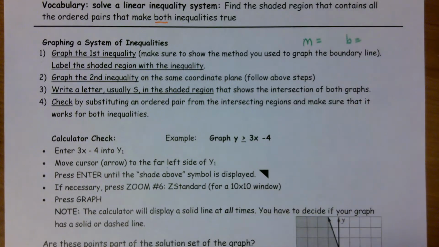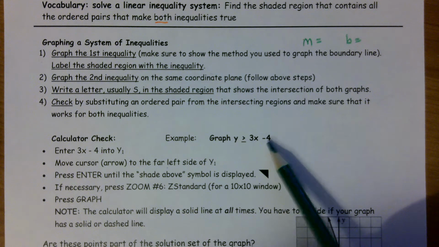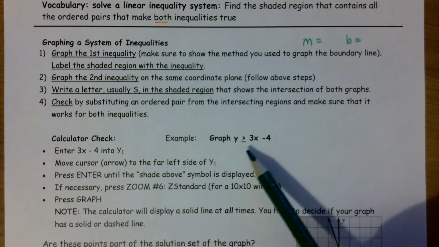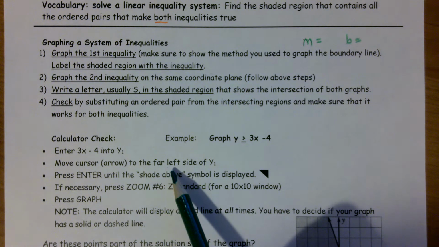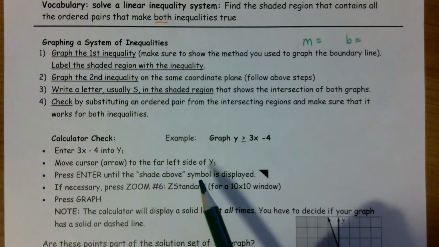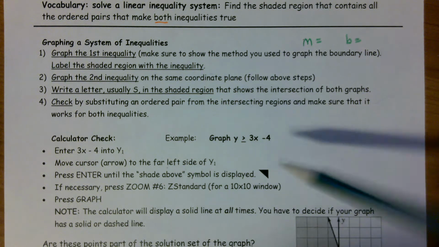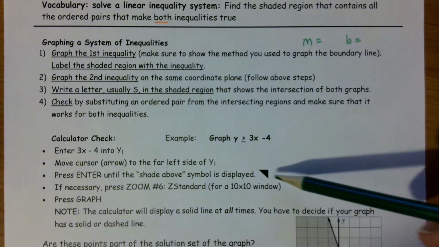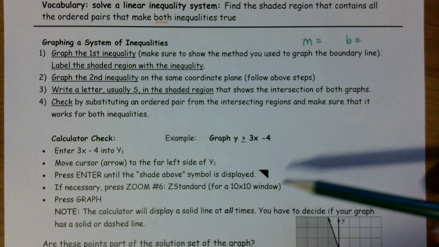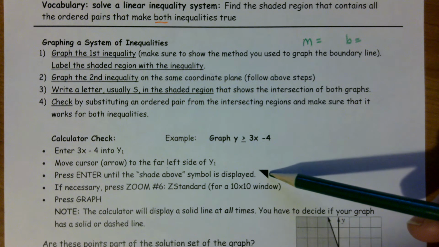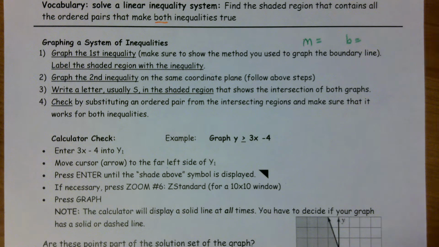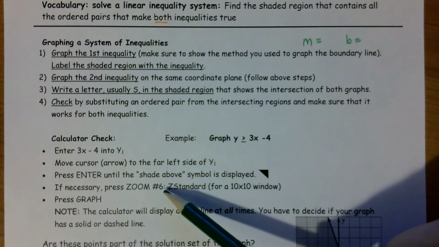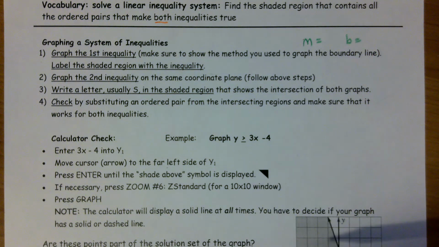And if you recall with your calculator how to enter an inequality. If I have this inequality, I would type it in y equals. Then you move your cursor, the arrow, to the far left side of y sub 1. You're going to press enter. And then you're going to see a choice of the color that you want, as well as the symbol. Go down to the symbol and press your right arrow until you see this one displayed, because this is greater than or equal to. If you need to, you can press zoom number 6 for a 10 by 10 window, and then press graph to see your graph.